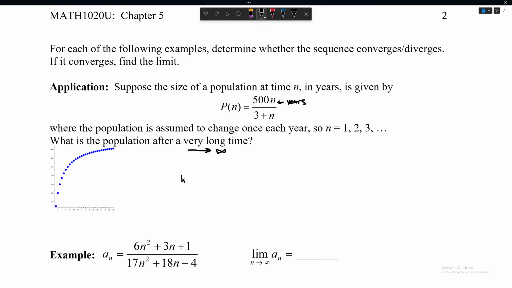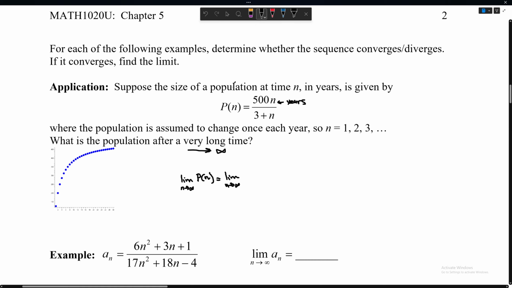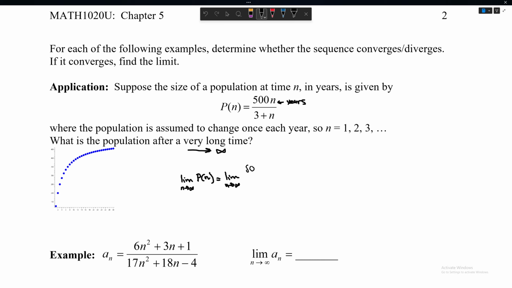And so all you gotta do is you take the limit of it, right? That it goes to infinity. So p of n, as n goes to infinity, equals the limit of the function itself, obviously, which is 500n all over 3 plus n. And so how do you take the limit of this?